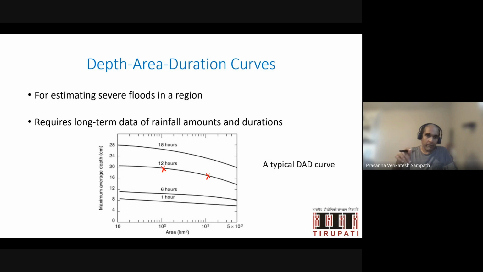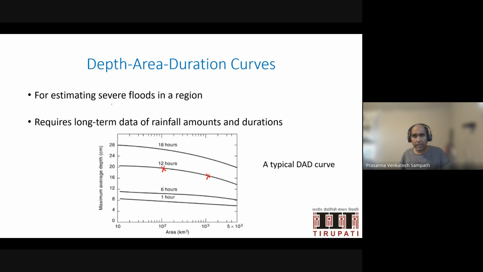So I'm assuming that everybody understands why all of these curves are going down as area increases. How about as duration increases, all the depths are increasing with time. Does that make sense? The longer the rainfall, the more the rainfall received. The longer the duration of rainfall, the larger the amount of rainfall received. That makes sense, right? I'm sure that makes sense. These two aspects you have to look at.